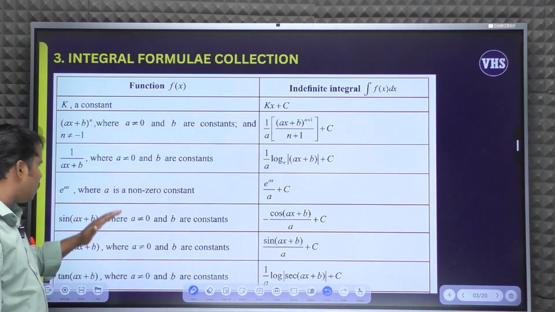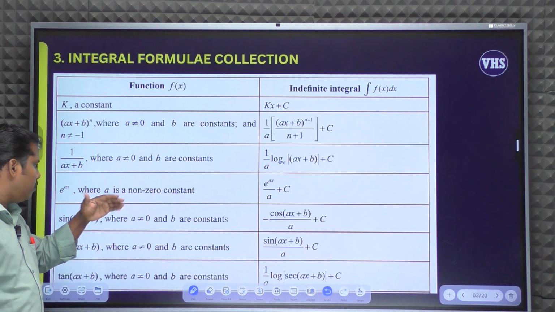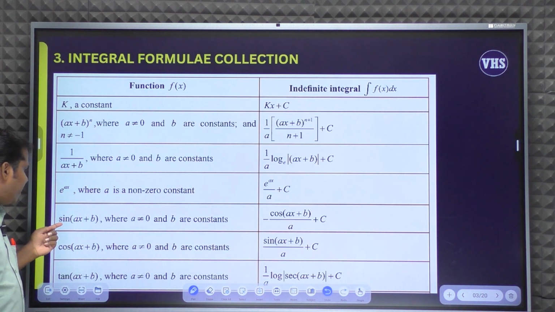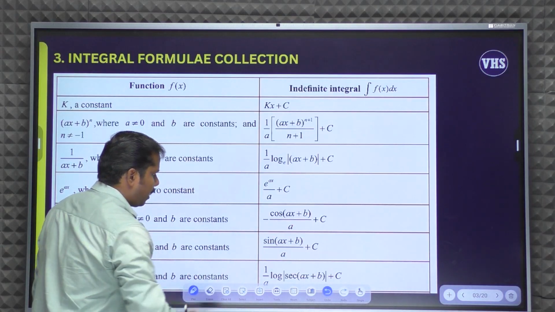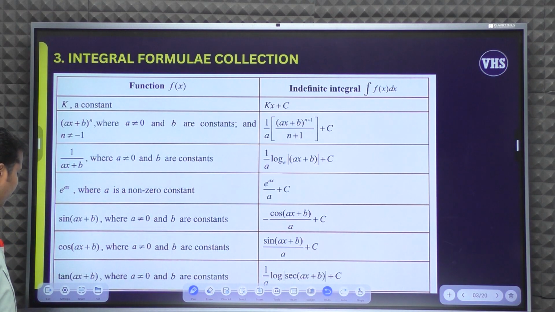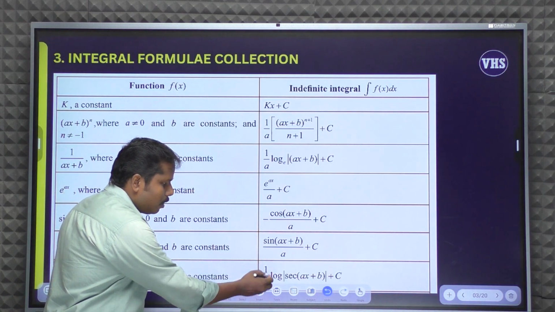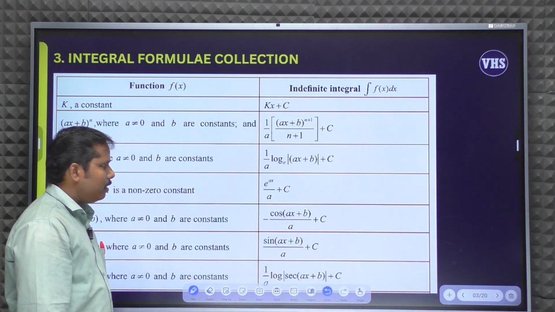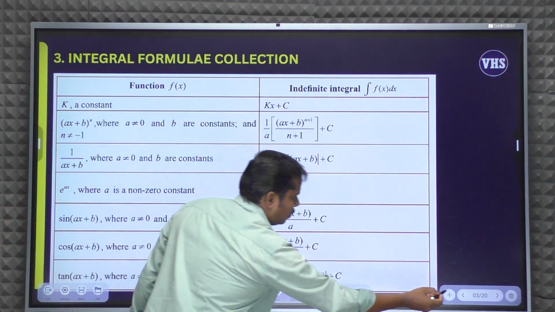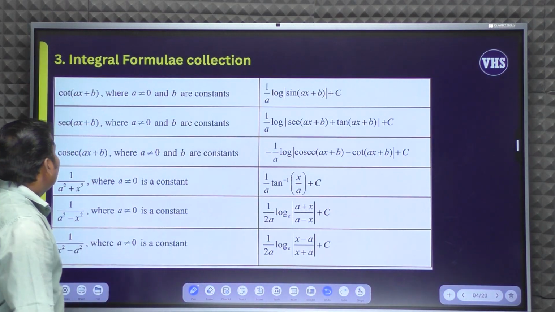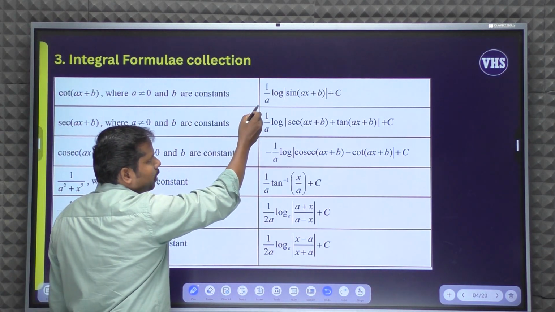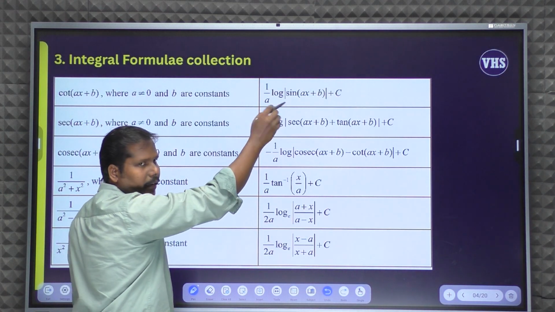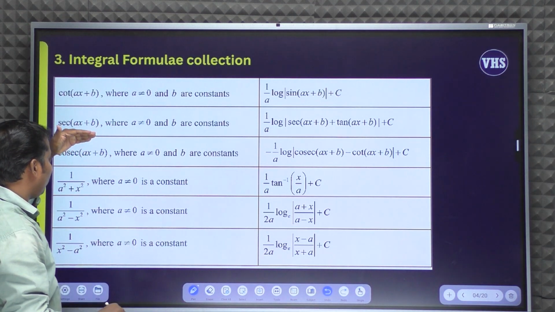Like that, all these things you could have studied in 11th standard, but just have a recall. The integral of sine of ax plus b is minus cos of ax plus b divided by a. In a similar way, the integral of tan of ax plus b is 1 by a log of modulus secant of ax plus b. Next set of formulae: the integral of cot of ax plus b is given by 1 by a log of modulus sine of ax plus b. Like that, you see all the formulae one by one.